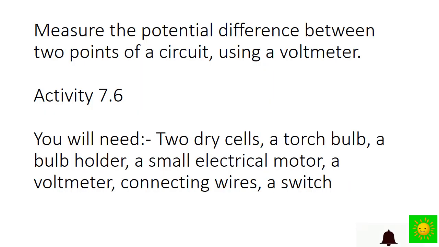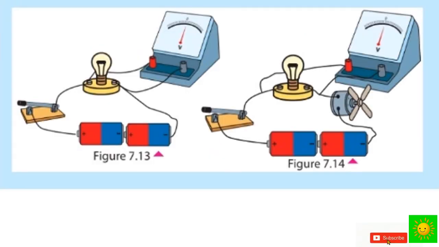Now measure the potential difference between two points of a circuit using the voltmeter. Just an activity. You have to set up the circuit like this. This is activity 7.6. At the end of this practical, you will have the ability to measure the potential difference between two points of the given circuits. You have to do this in your school laboratory.